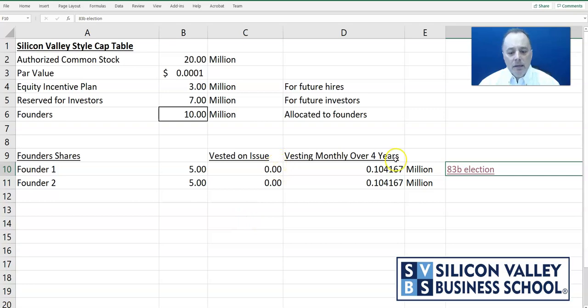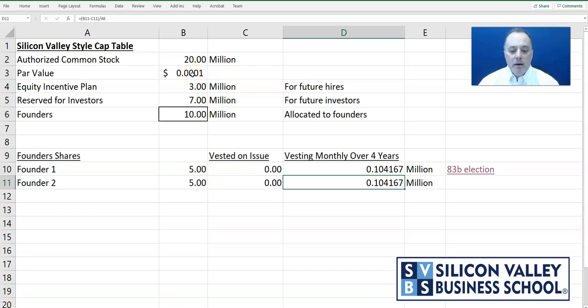Now, typically vesting is over 4 years. So you may have a situation where the founders come in, and each of the two founders is provided with 5 million shares, and then you have vesting monthly over 4 years, which would be 104,167 shares vesting each month. So after month one, if founder 2 leaves after month 1, founder 2 will still own 104,167 shares, but will have to sell all the rest back to the company at this price.